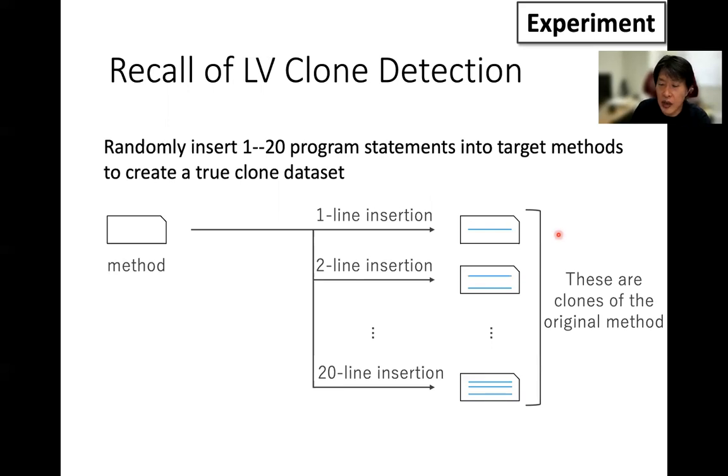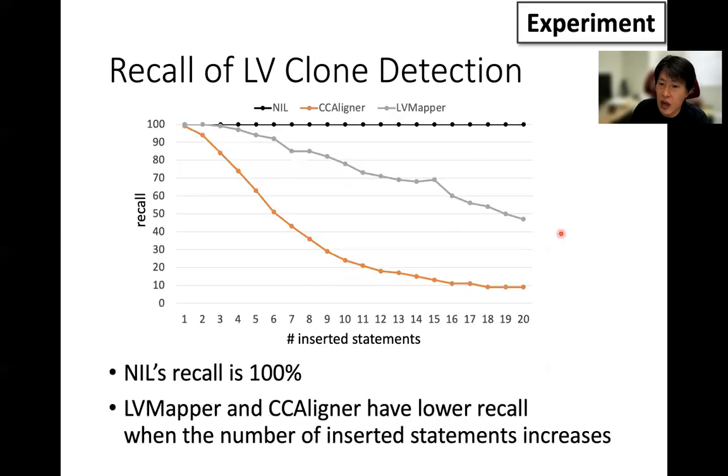Next, I talk about the experiment on recall of LV clone detection. In this experiment, we randomly inserted 1 to 20 program statements into target methods to create a true clone dataset. The methods generated by such insertions were used as clones of their original methods. Here is the result. The x-axis is the number of inserted statements, and the y-axis shows the recall value. We can see that NIL's recall keeps 100%, while LV Mapper and CC Aligner have lower recall when the number of inserted statements increases.